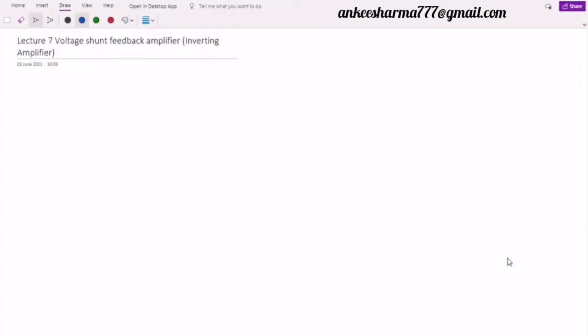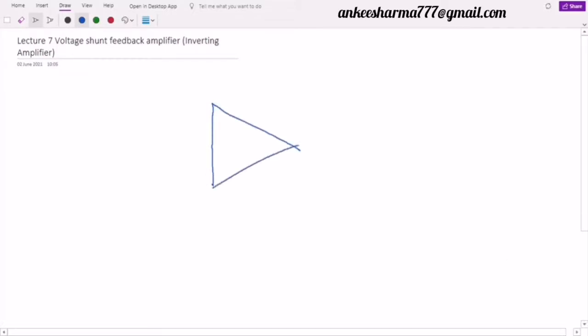Similarly, in today's lecture, we will discuss the voltage shunt feedback amplifier, and we will apply the input to the inverting terminal, so it will be an inverting amplifier case. So let us start to draw the diagram. So this is my operational amplifier, and we are going to have here the case of a feedback amplifier with voltage shunt.